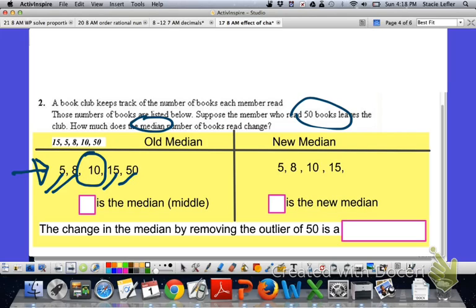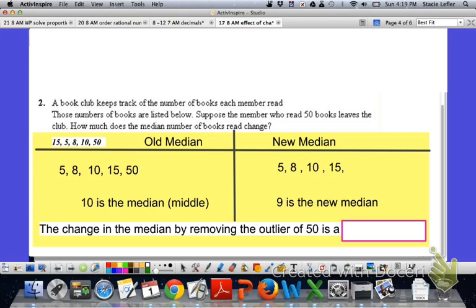How about the new median? What's going to happen when we remove the 50 from the list? So take that out, and here we have the new list of numbers. Now let's find the median. So we crossed off from both ends. That left 2 that fell right in the middle.